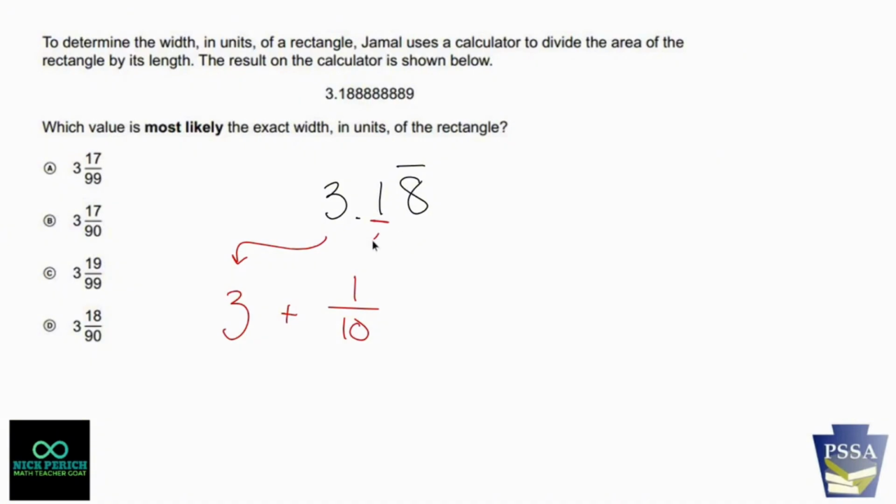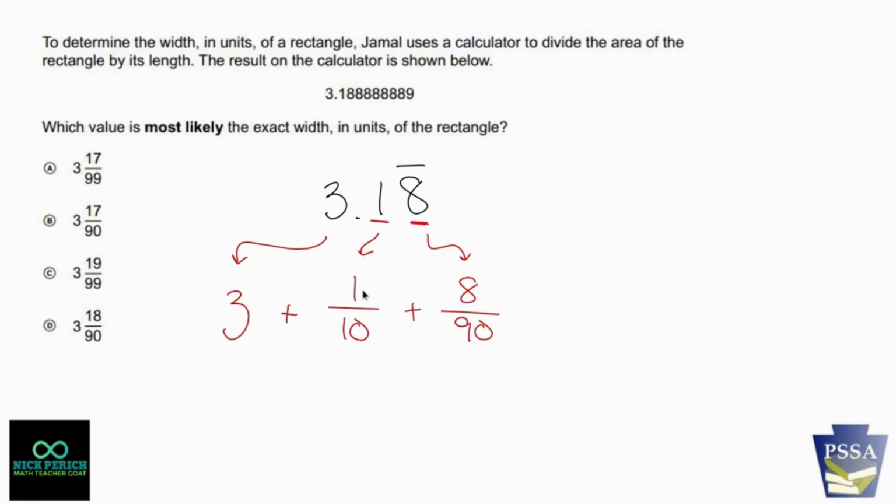Now normally when you have a number repeating, you put that number over 9. However, this is in the hundredths place value, so we're going to put 8 over 90. Tricky. All right, I could do the math here. This isn't going to be so bad.